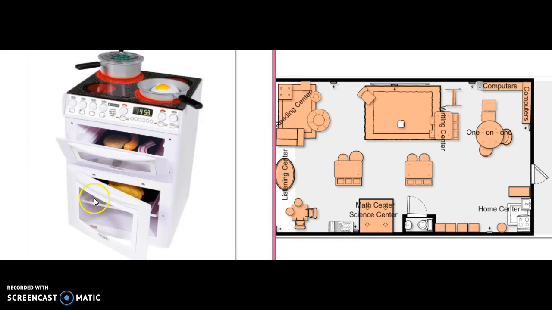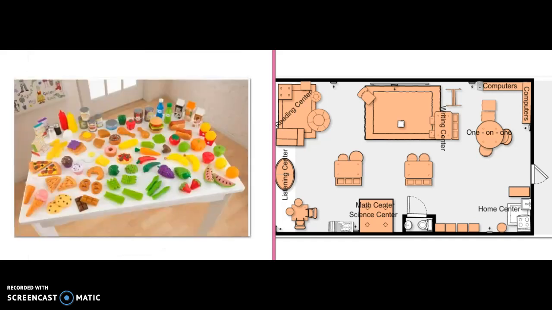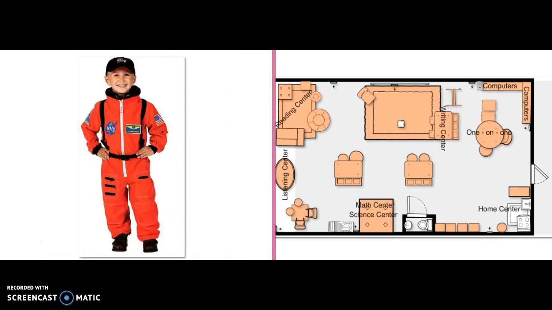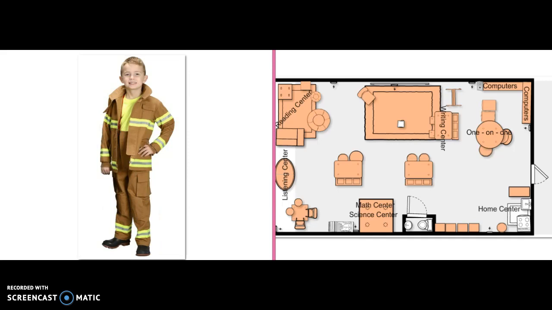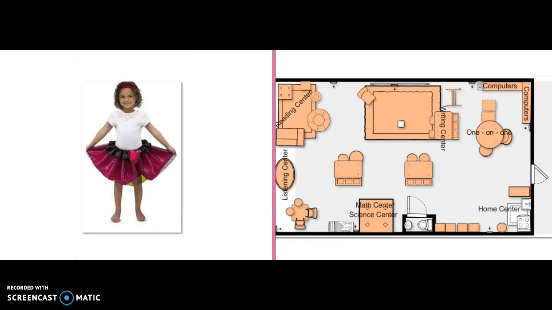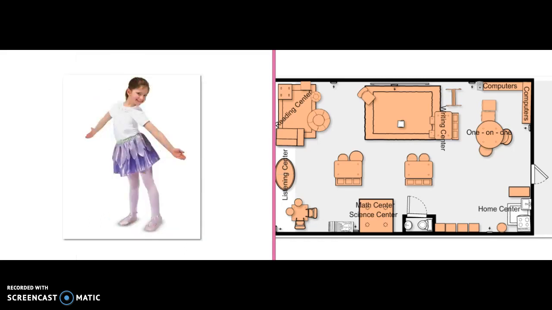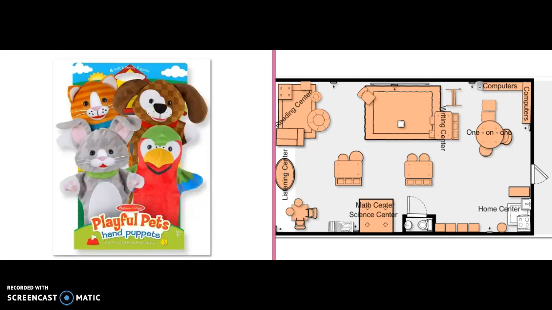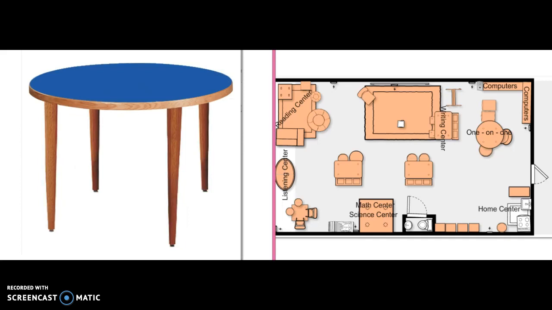So this area has a little fake oven in it. And then we're going to have all kinds of different foods. They can pretend they're grocery shopping. They can use money. And then right here is going to be this storage space. And inside of it, we're going to have costumes, just for dress up, so students can dress up during Home Center as well. And there's also going to be puppets in that storage unit for the Home Center area as well.